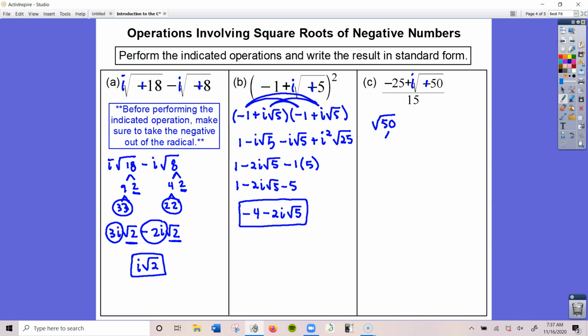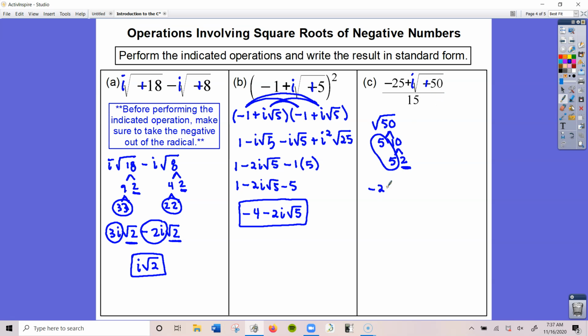Two numbers that give me 50 are 5 and 10. None of these are pairs, so I'm going to keep breaking down what I can. The only number that I can keep breaking down is the 10, which is 5 and 2. So here are my pairs, and this 2 would stay alone. So now I'm going to rewrite this using my simplified radical.